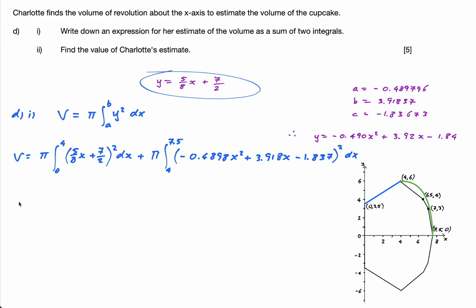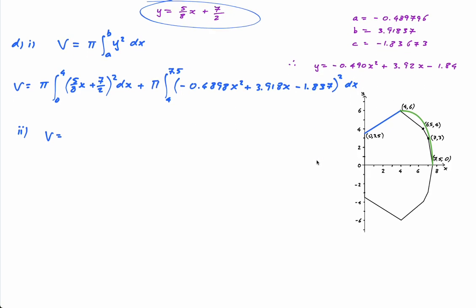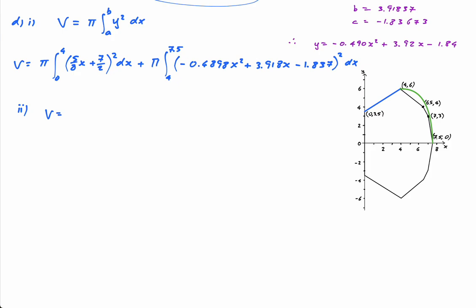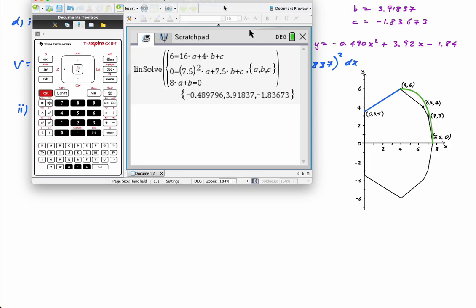And then part II, to be honest, I think this part of the question is easier than the other part, because you're literally just subbing it into the formula for the volume and then using your calculator, which I'm going to do now. So the volume then is equal to, I'm just going to put this straight into the calculator.